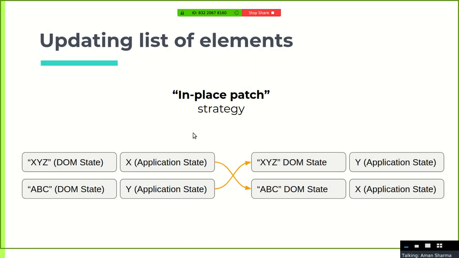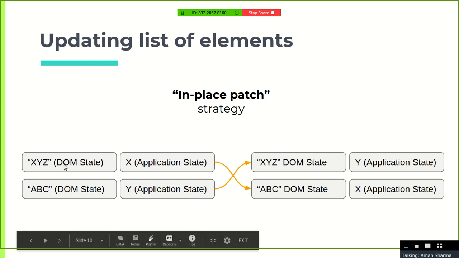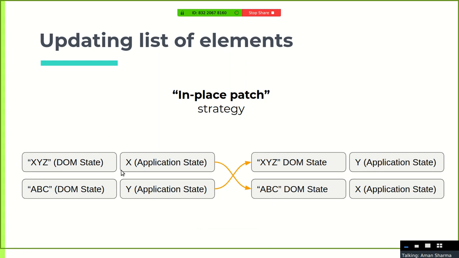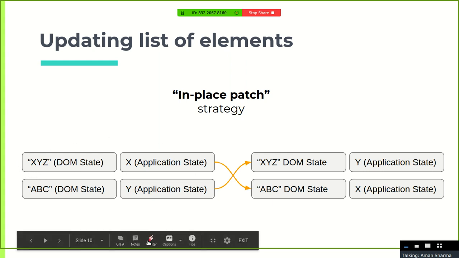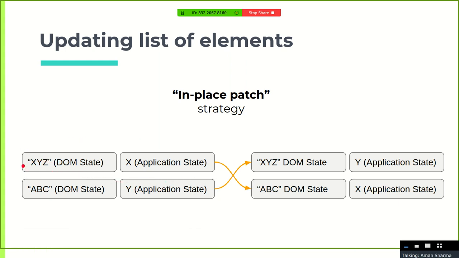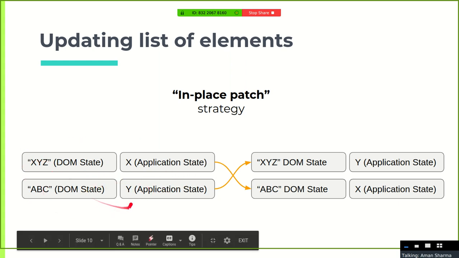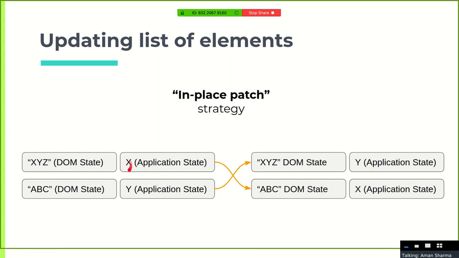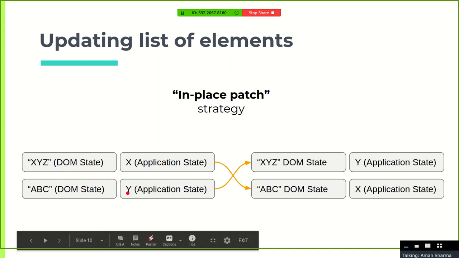Now what if we do it like this? For example, consider this block and this block as two HTML chunks. This is chunk X, rendering data from application state, and it has some temporary DOM state XYZ. And this is chunk Y, which is also coming from application state and has ABC as a temporary DOM state.